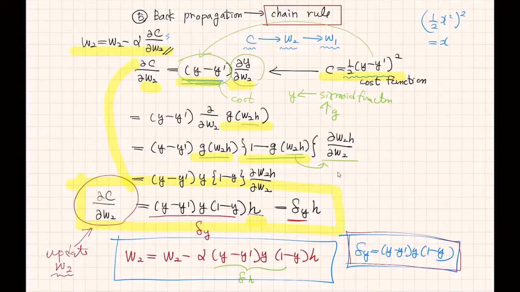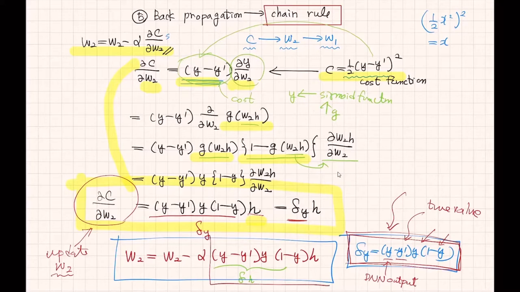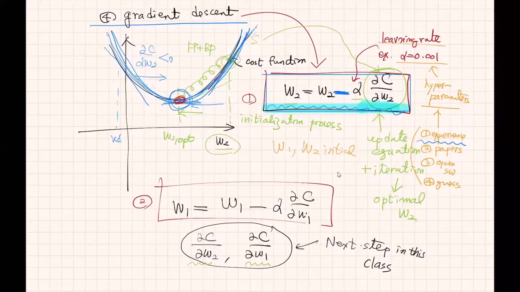During the coding of your deep neural network, your computer program can calculate this easily, because this is the deep neural network output, and this one is the true value, and of course, this is the output and 1 minus the output. As far as you have the output of the neural network and the true value, you can easily calculate the gradient, the slope of your cost function, and multiply it by the learning rate. As I told you, this number could be in a range of 0.001 or some such number. Then you can keep updating this W2 until you have a minimal cost function.